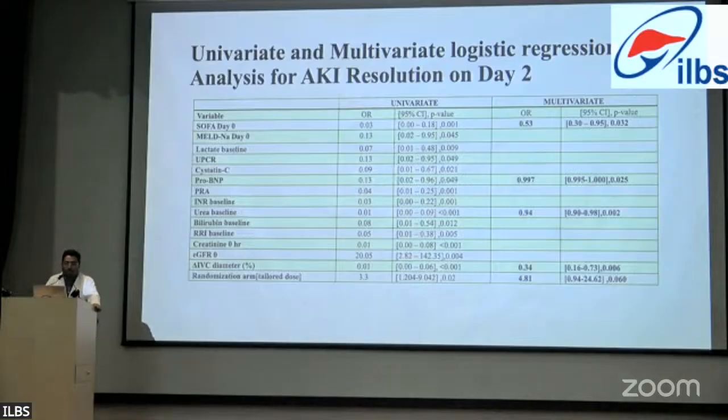In this we have seen the various factors. We have done the univariate analysis for the AKI resolution, and among the multivariate we have seen that those who are having infection, higher SOFA score or high pro-BNP are having poor renal recovery, and with the tailored dose of albumin we have a very high odds ratio, which suggests that a low dose of albumin can achieve AKI resolution in those patients.